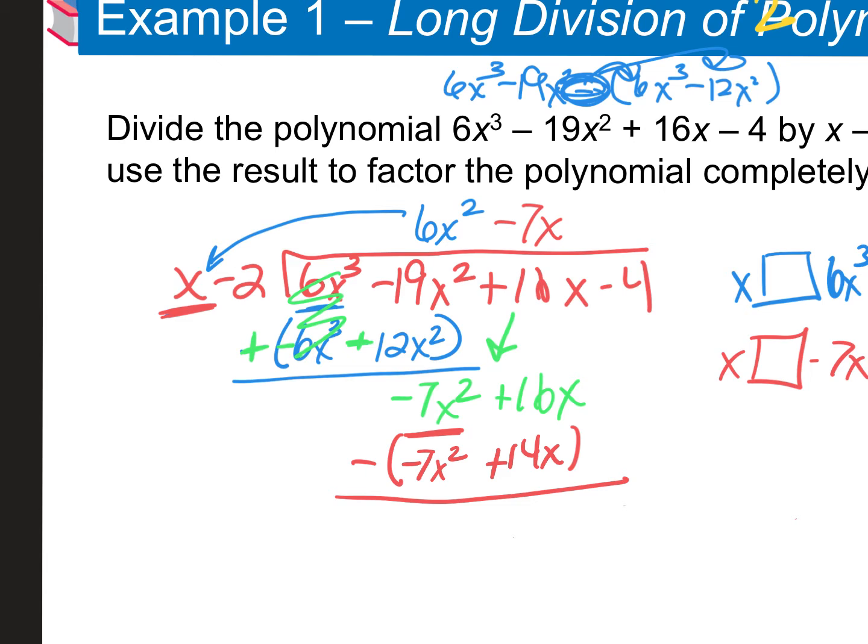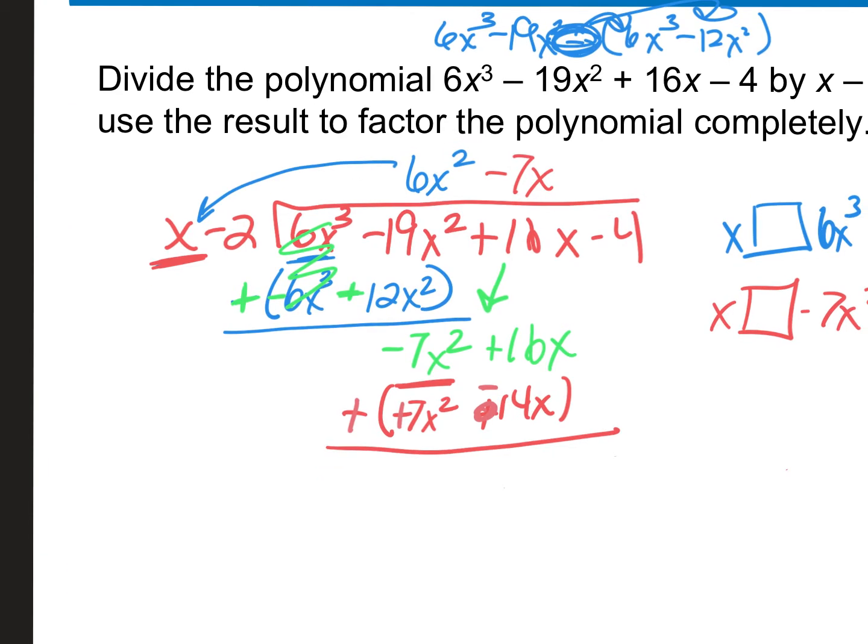Okay. So now, what do I do with this negative sign out in front? I got to distribute. So I change, change, change. And now we subtract. What's 16x minus 14x? 2x. And then what's negative 7x squared and positive 7x squared? Cancels out. And what do I do with this minus 4? Bring it down. And now we do it all over again.